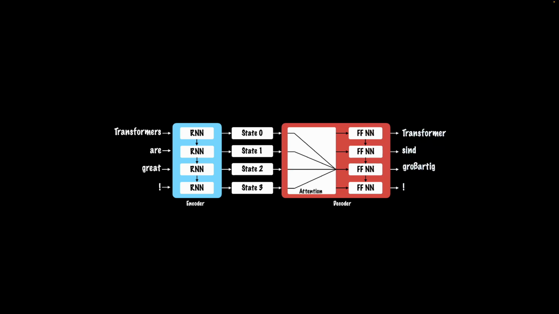Although attention enabled much faster translations, there was still a major limitation when using recurrent neural networks for both the encoder and decoder. Their computations are inherently sequential. This sequential nature means that you can't parallelize the process across the input sequence, which slows down the training. Enter the transformer.